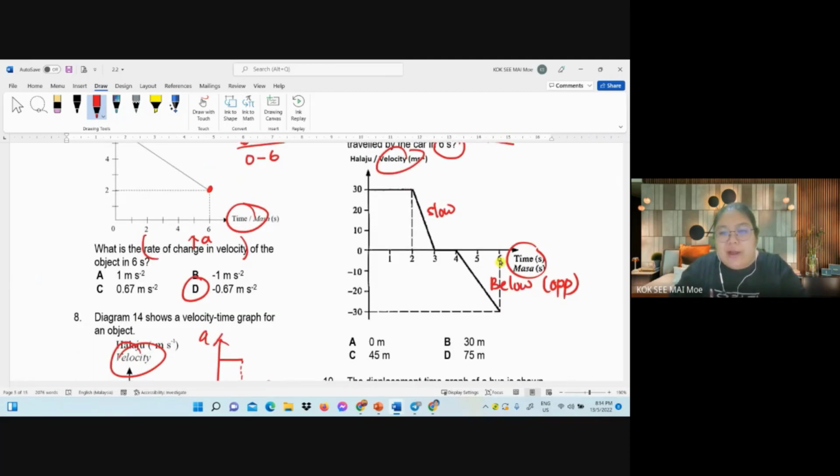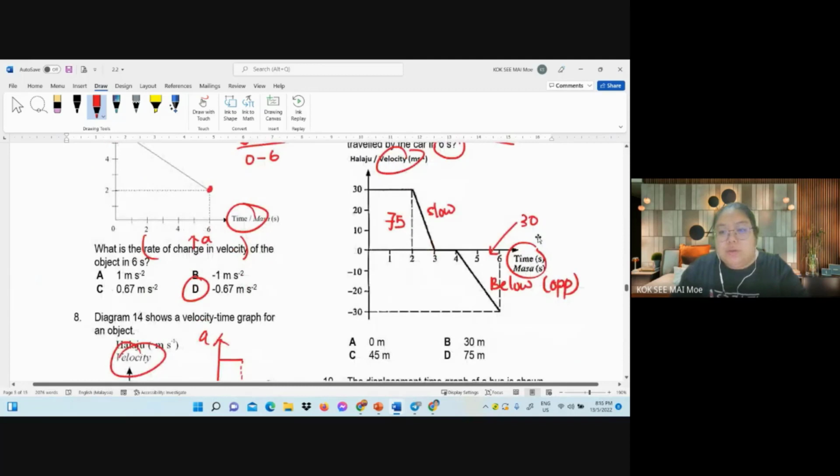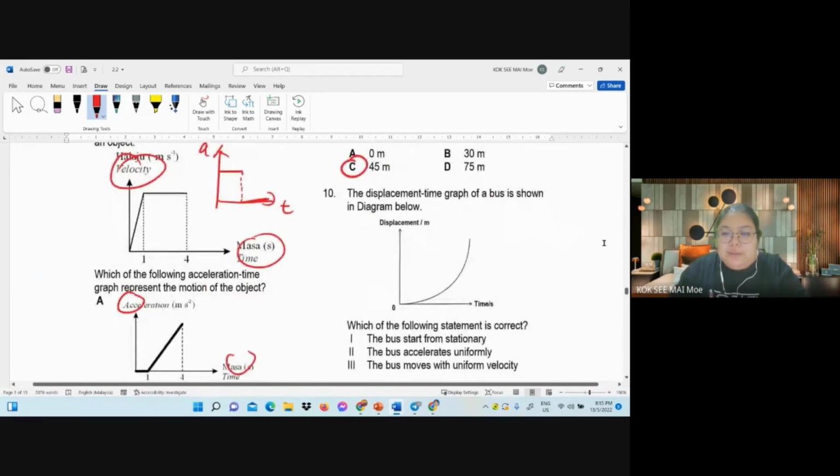At the top one we find 75, which is a trapezium. At the bottom there's a triangle, and I get 30. Now the question wants the displacement, so we just go 75 minus 30, and I get 45. Okay, number 10.